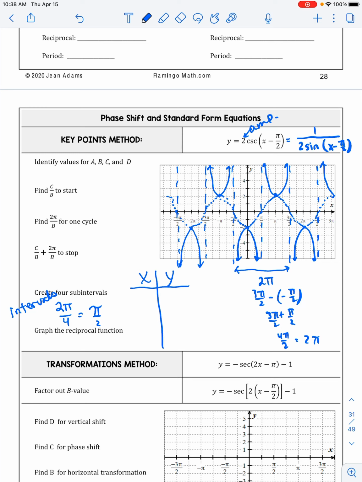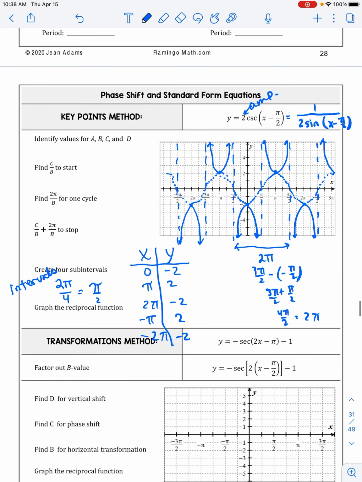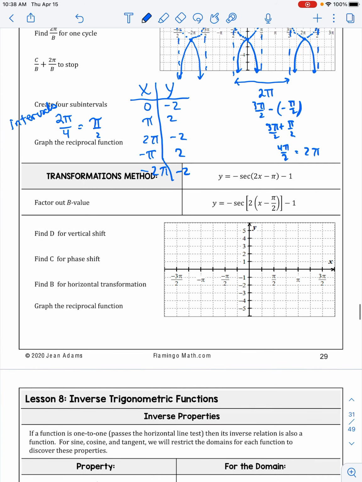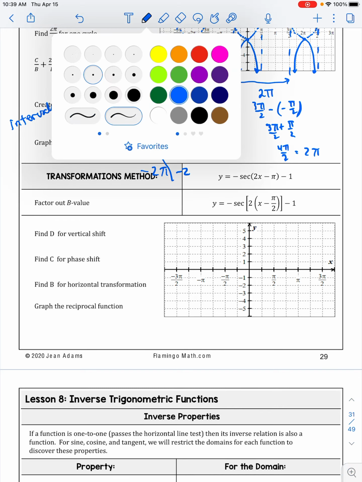The points that you would have used if you were on Alex are the points 0, negative 2, pi over 2, 2, pi, negative 2, negative pi, positive 2, negative 2 pi, negative 2. So there's all your points for that if you were doing this on Alex. All right, so let's look at the next one.